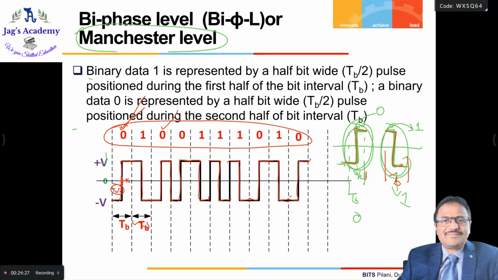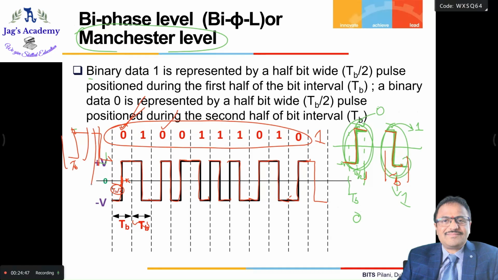It continues like that. Suppose there is a 1 here, okay, this is your 1. It's fixed here. Right? So 0 means this one. This is your TB. This is TB by 2. 1 means this one. It's always fixed. Have you understood now?